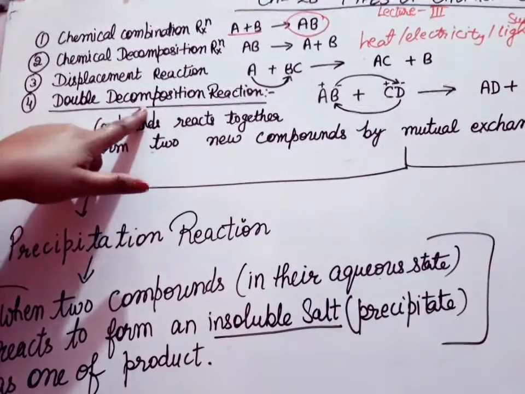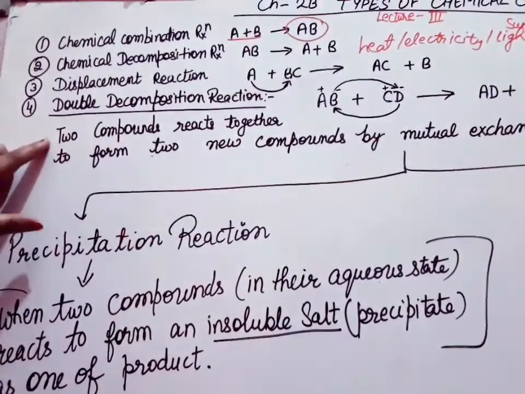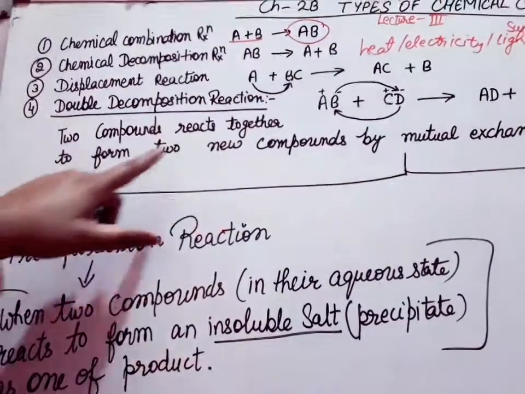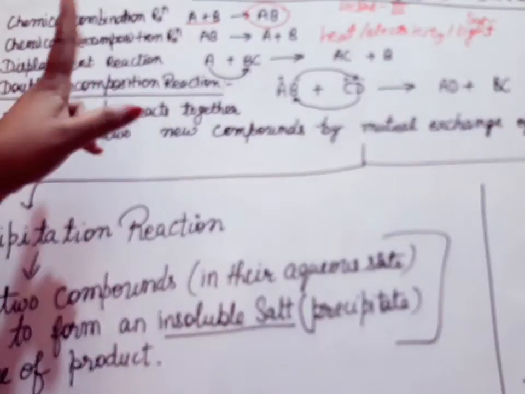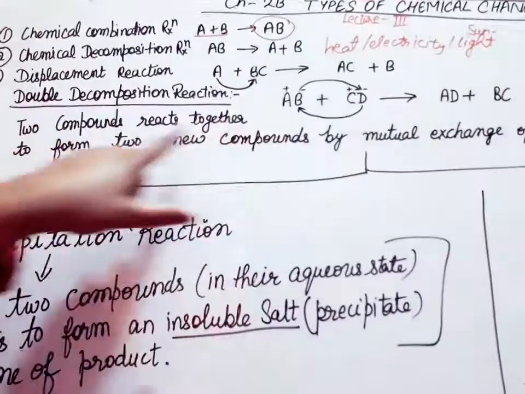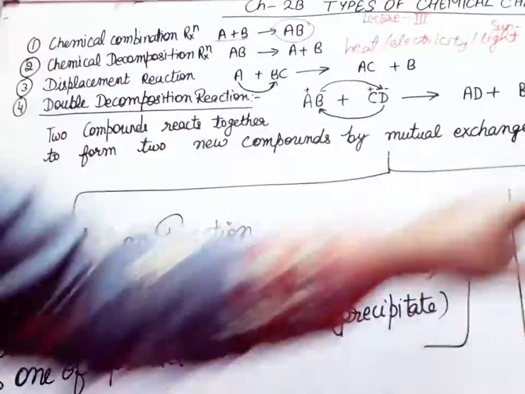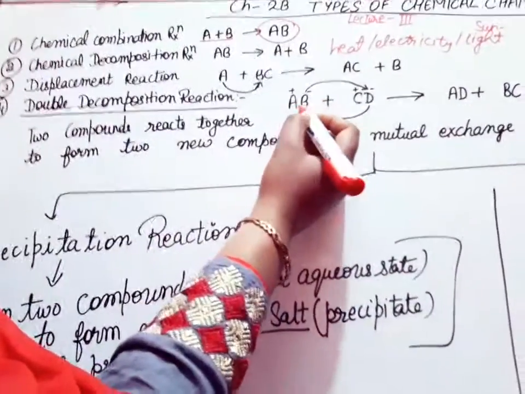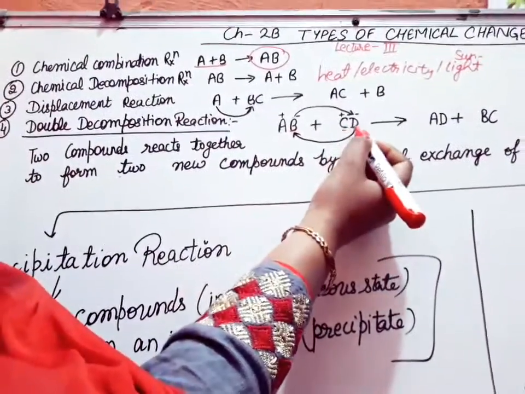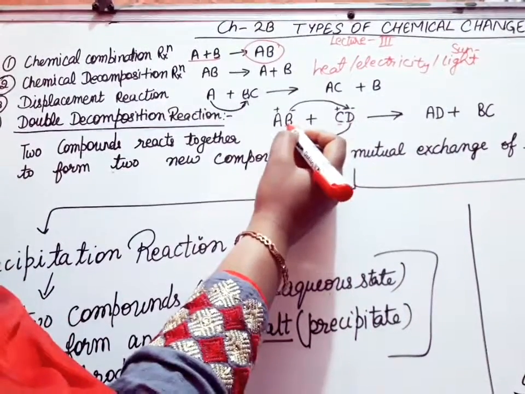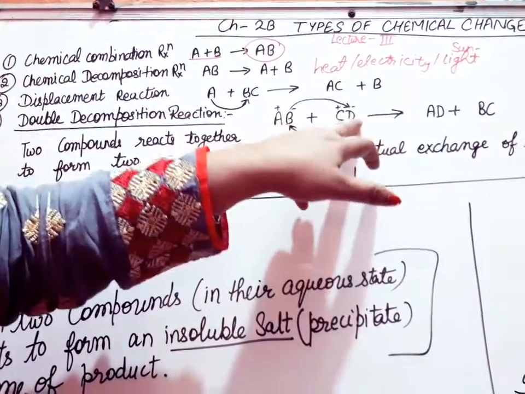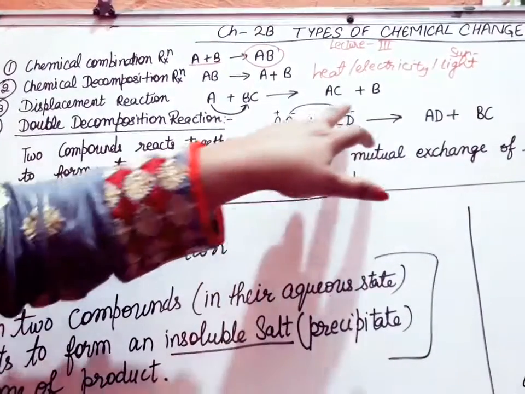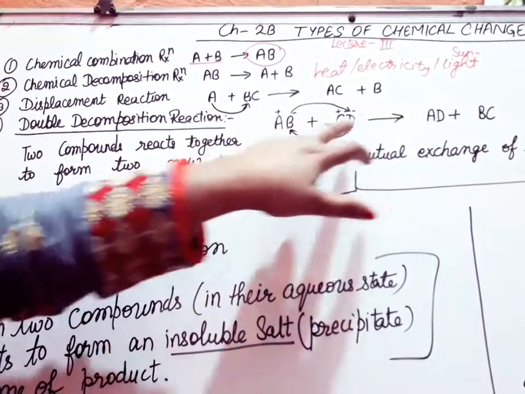Double decomposition reaction. The two compounds react together to form two new compounds. It is similar to displacement, but here two ions are exchanged. Two compounds react to form two new compounds by mutual exchange of the radicals. See here, this is A positive, B negative, and C positive, D negative. In this case, both the negative ions change places. B negative changes with D, and D is changed with B.